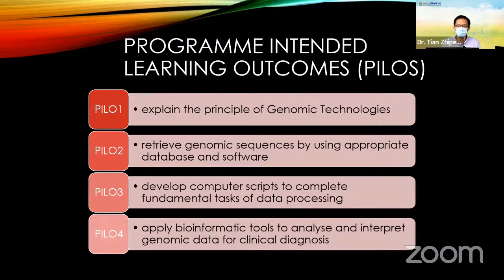What will we learn from this program? We have 4 learning outcomes. Students will be able to explain the principles of genomic technologies, and students can analyze genomic sequences by using appropriate databases and software. Students will be able to develop computer scripts to write programs to complete fundamental tasks in data processing. And then students will be able to apply those tools to analyze genomic data for clinical diagnosis.